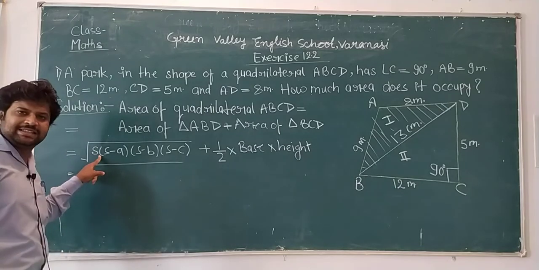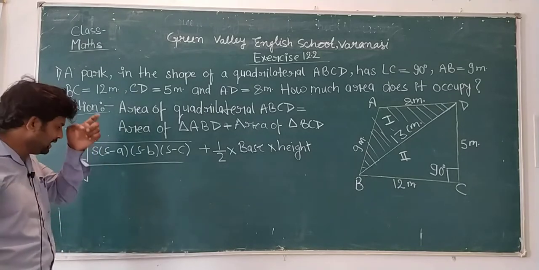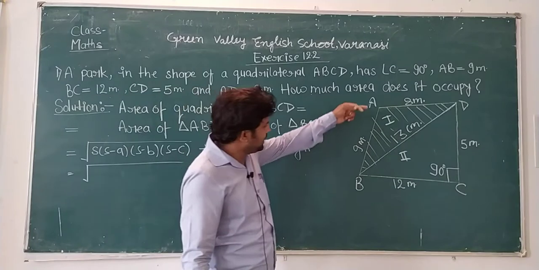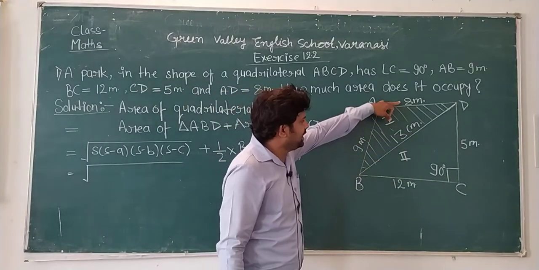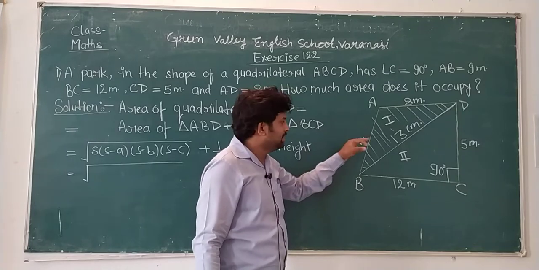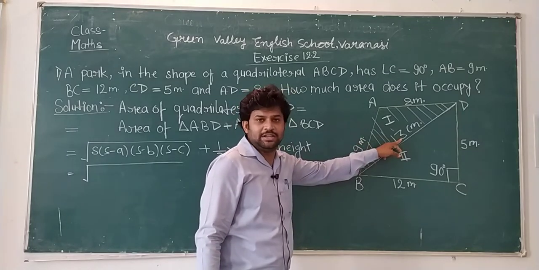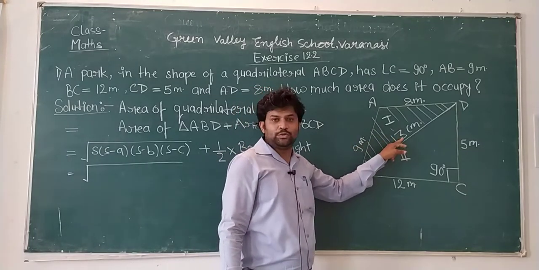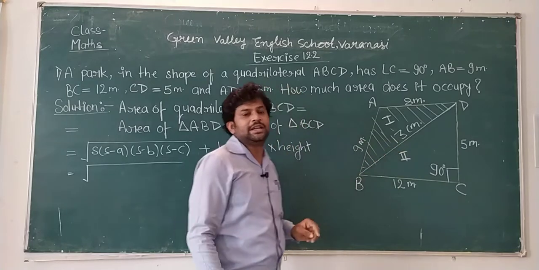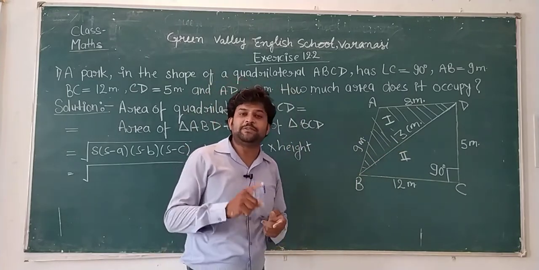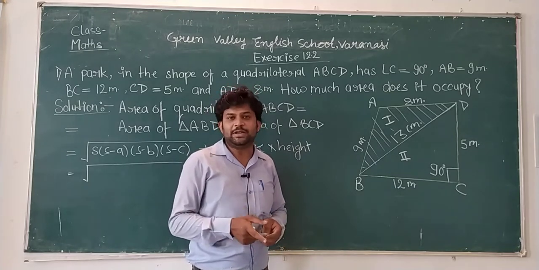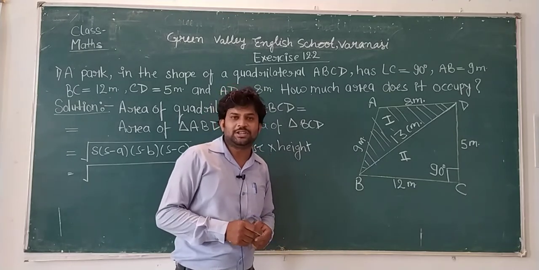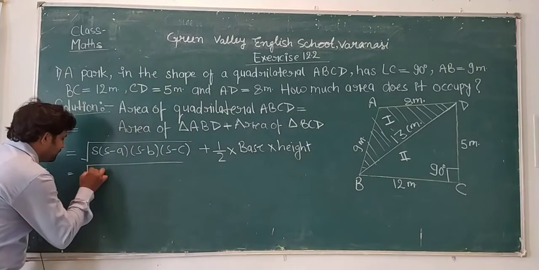Next, S is what? S is the semi perimeter of the triangle. Semi perimeter means we take triangle ABD, then the perimeter is what? 8 plus 9 is 17, 17 plus 13 is 30. It means the perimeter is 30, then the semi perimeter is half of the perimeter, which means 1 upon 2 into 30, it means 15.